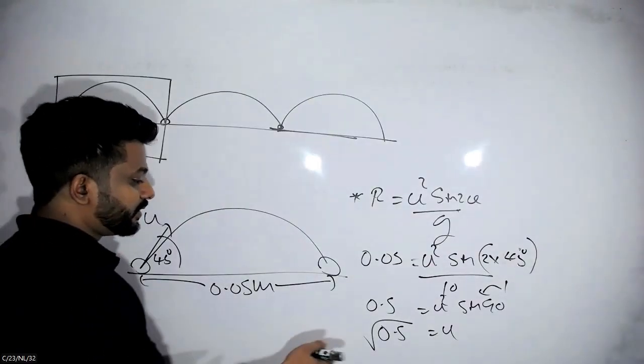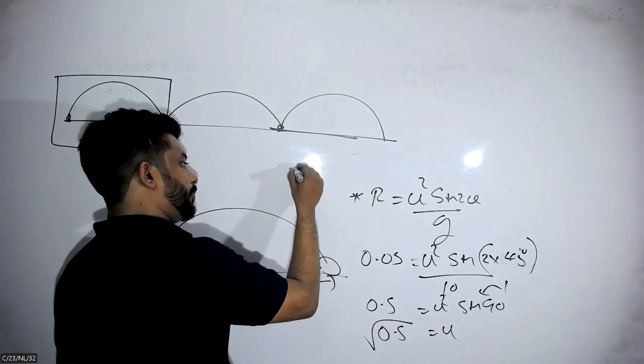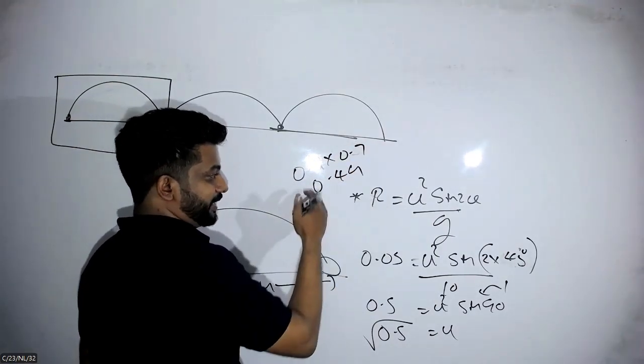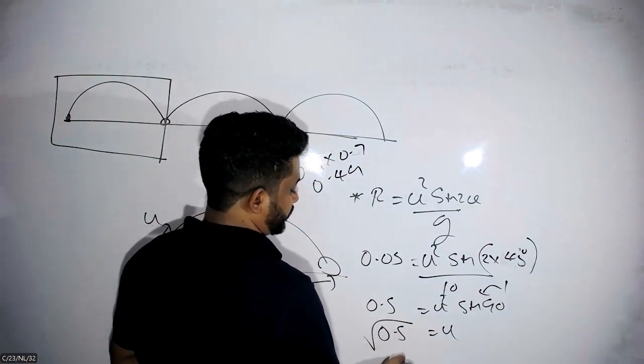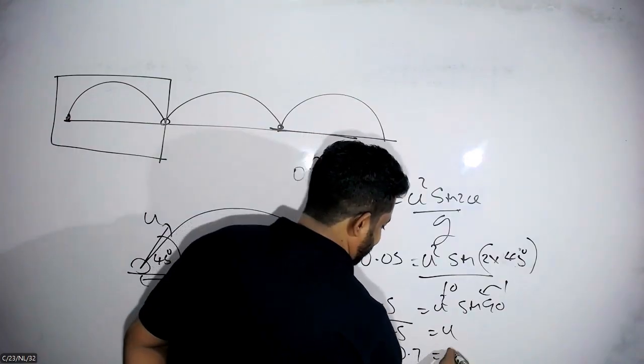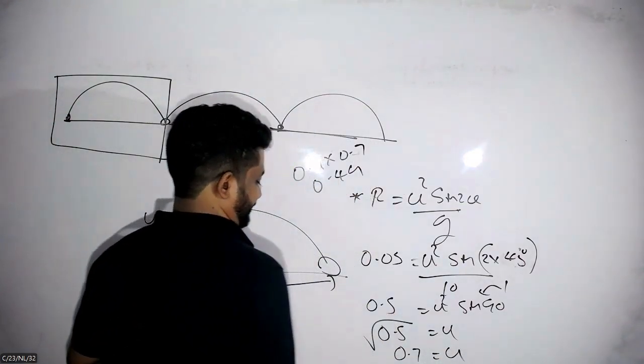Son, now there is no need to find the exact square root of 0.5. 0.7 into 0.7 is 0.49. That means the square root of 0.5 should be equal to 0.7 something. Right? U should be equal to 0.7.